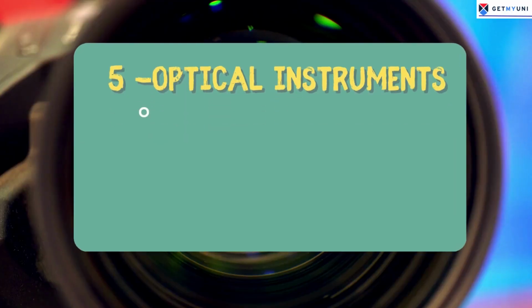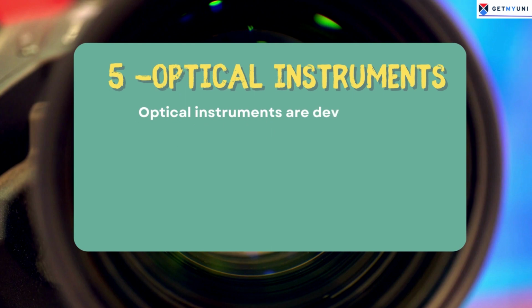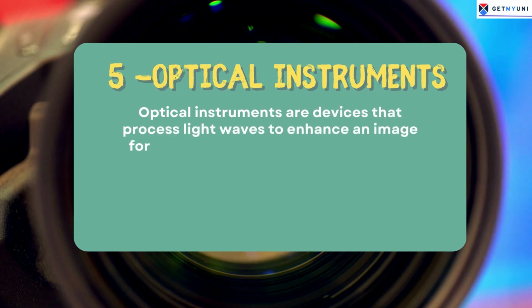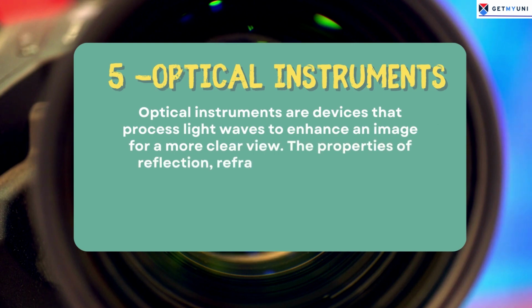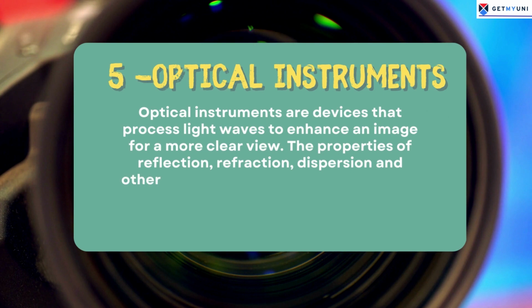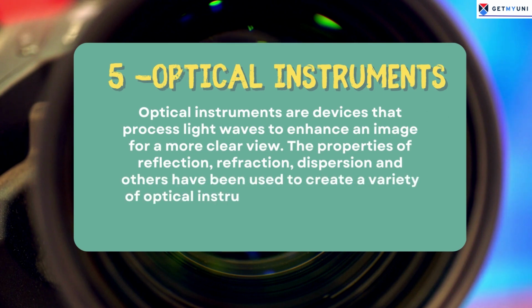5. Optical instruments. Optical instruments are devices that process light waves to enhance an image for a more clear view. The properties of reflection, refraction, dispersion, and others have been used to create a variety of optical instruments that we use every day. Ray Optics Class 12 Notes provides a concise overview of these optical instruments.